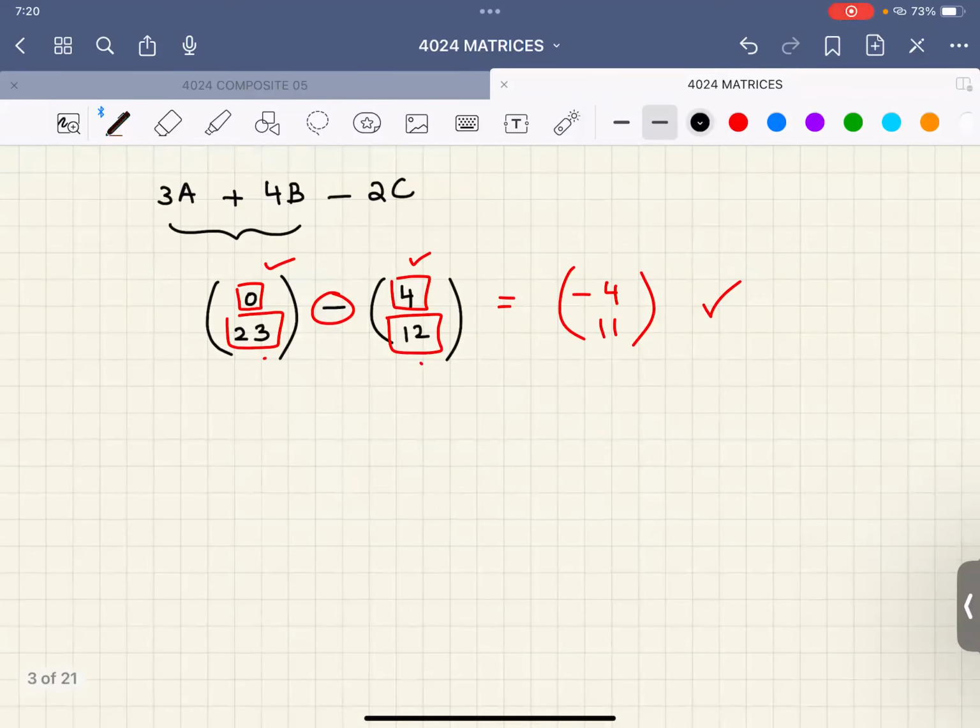Now, the examiner could have written 3A plus 4B minus 2C equals P and Q. What are the values of P and Q?